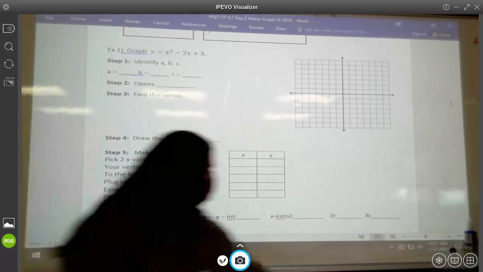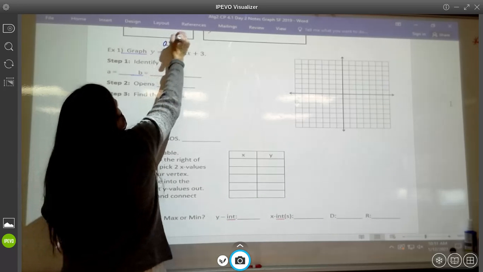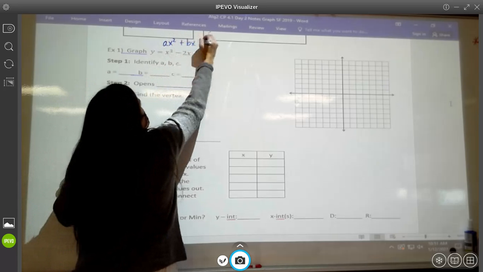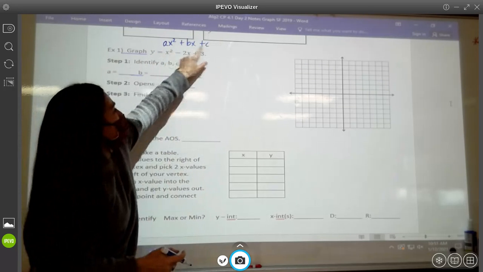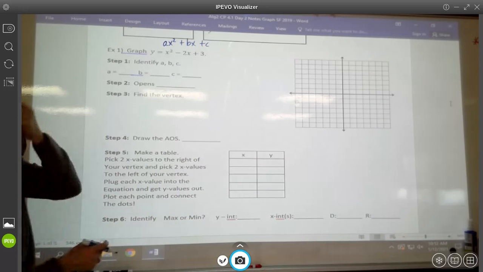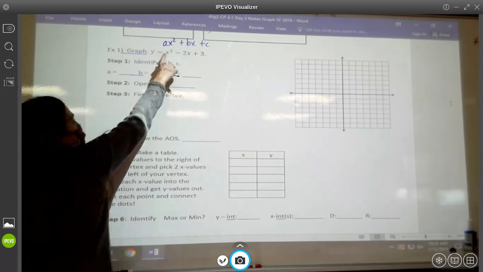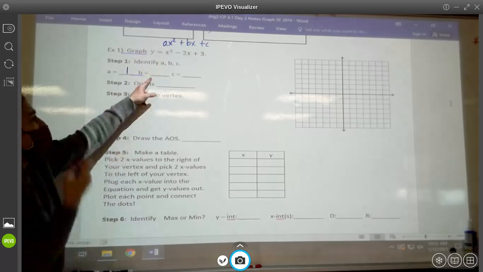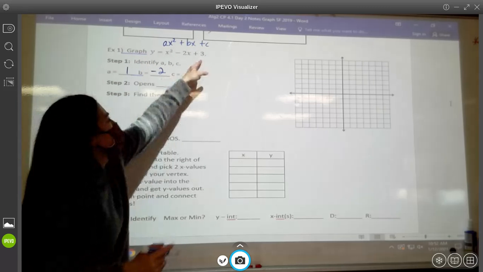All right, so we are going to be graphing quadratic equations in standard form, right? So a is always the number in front of x squared, b is always the number in front of x, and c is always the number at the end by itself. So if we have to graph this quadratic equation, a is assumed to be 1 here, b, the number in front of x, is -2, and c is 3.